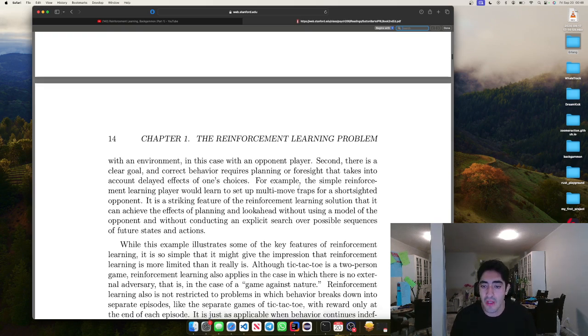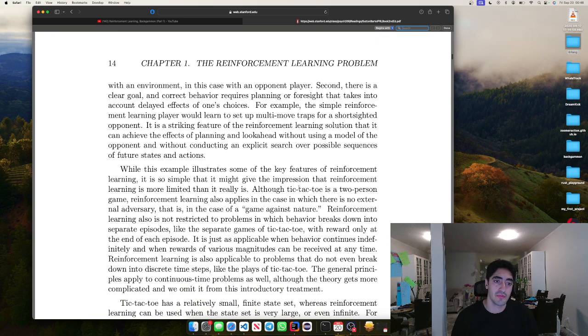For example, the simple reinforcement learning player would learn to set up multi-move traps for a short-sighted opponent. It is a striking feature of the reinforcement learning solution that it can achieve the effects of planning and lookahead without using a model of the opponent, and without conducting an explicit search over possible sequences of future states and actions.